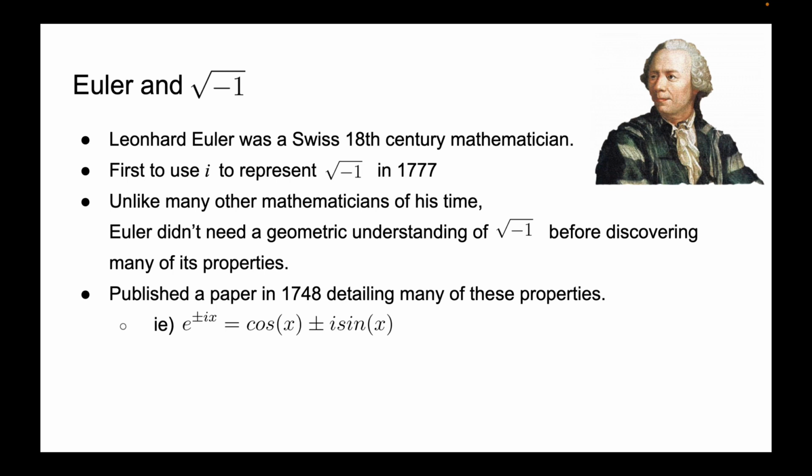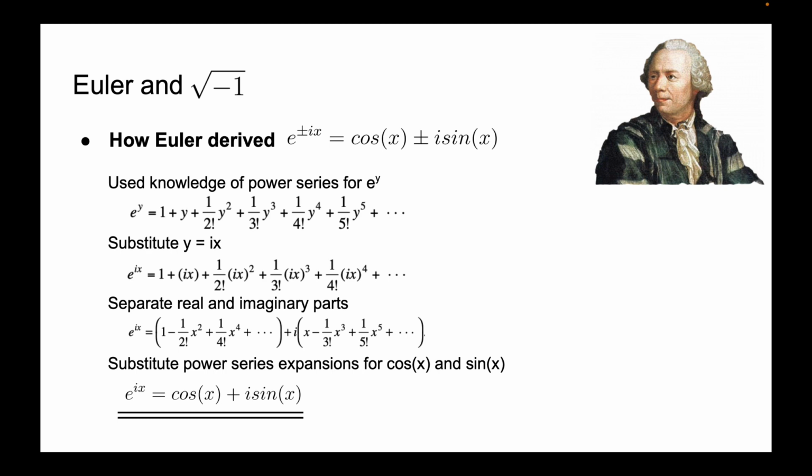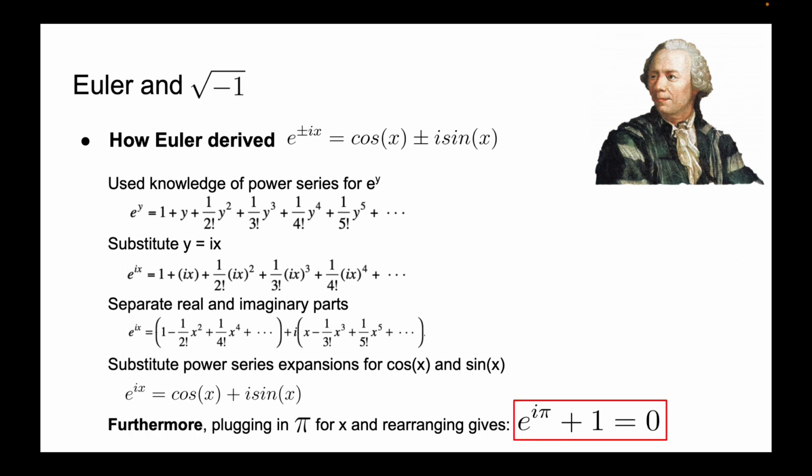Now, how exactly did Euler derive this? Well, he used his extensive knowledge of the power series expansion for e to the y, as you can see here, and substituting i times x gives us this. And when you separate the real and imaginary parts, you can substitute the power series expansions for cosine x and sine of x respectively, yielding e to the ix equals cosine x plus i times sine of x. But let's not stop there. Let's plug pi into this just to see what happens. Whoa, look at that. e to the i times pi plus 1 is equal to 0. Isn't that just the craziest thing you've ever seen?